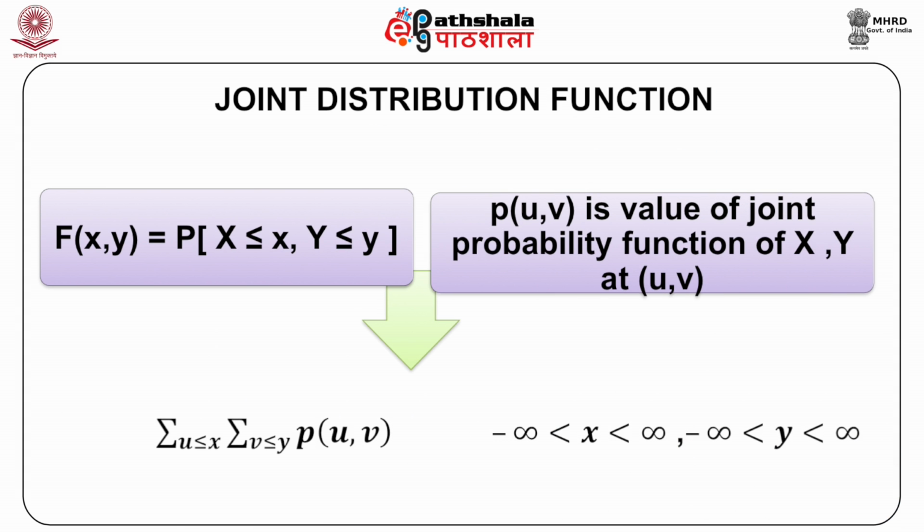Now we shall discuss the joint distribution function. The joint distribution function, or the joint cumulative distribution function, of x and y is given by F(x,y) equal to the probability that small x is greater than or equal to capital X and small y is greater than or equal to capital Y, where x lies between plus infinity and minus infinity, and y also lies between plus infinity and minus infinity, where p(u,v) is the value of the joint probability function of x and y at (u,v).